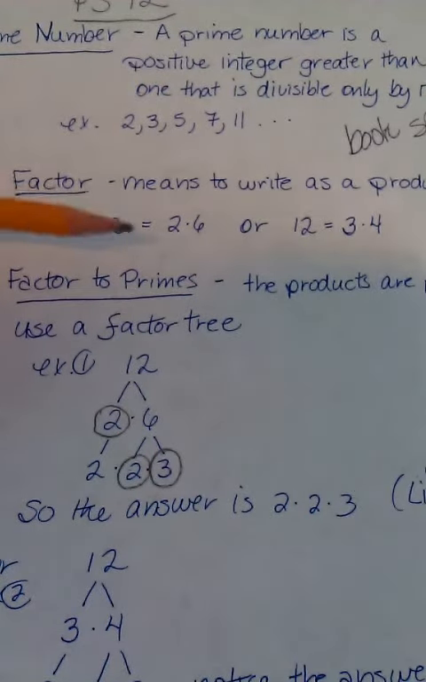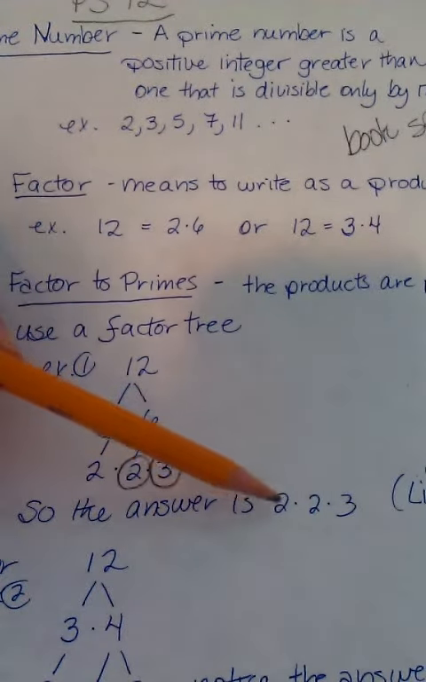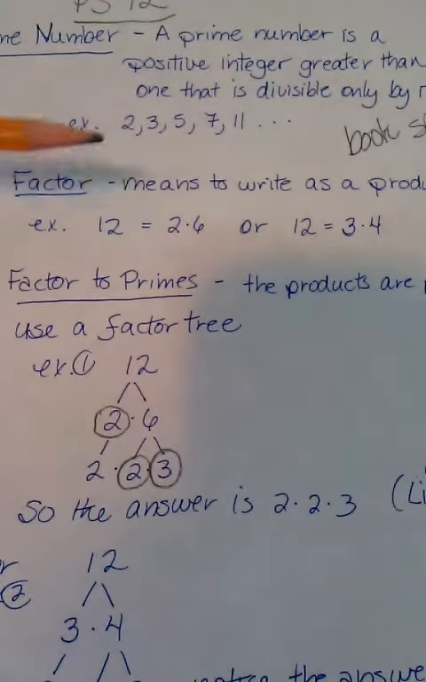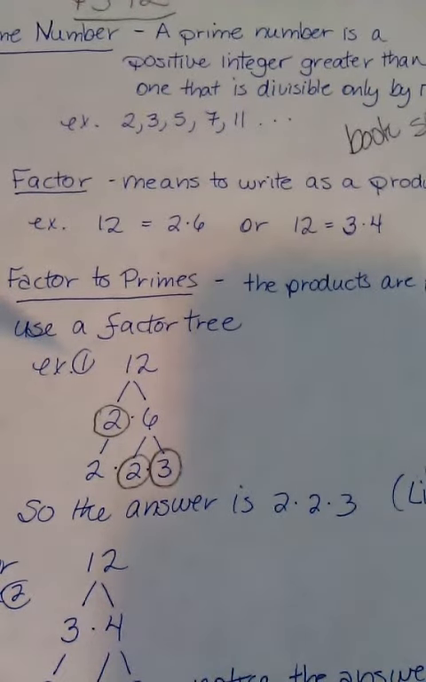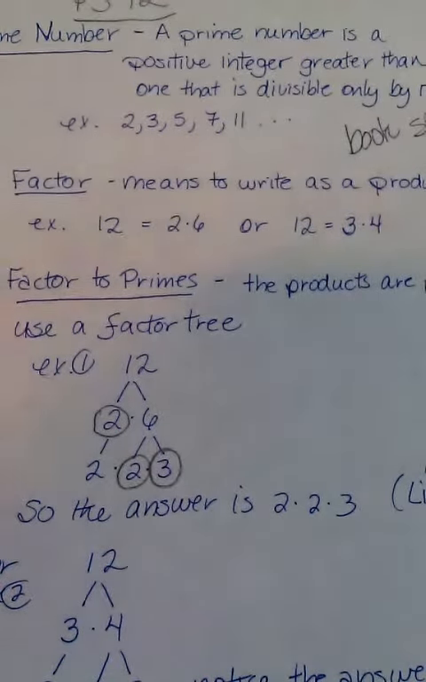So if I break 12 down into its prime factors, the answer is 2 times 2 times 3. We usually write our factors from smallest to largest, but the book doesn't always do that, just know that. But we usually do. All right, next.